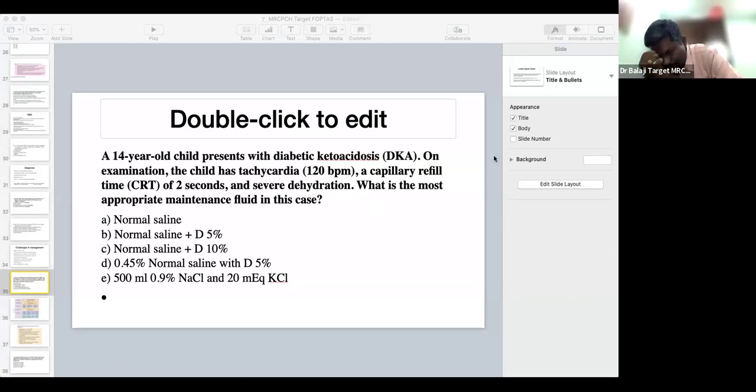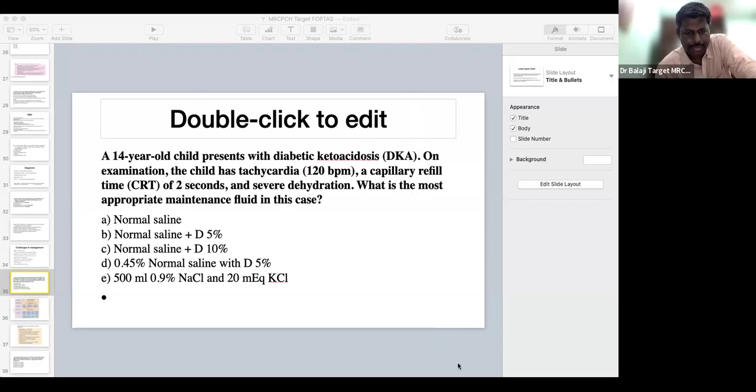Dr. Sanjay. Active participation. E, sir.